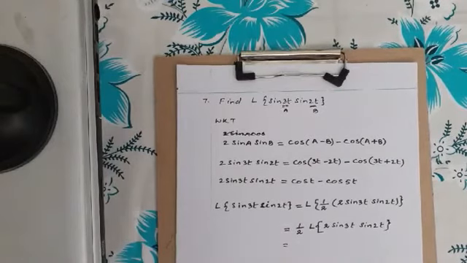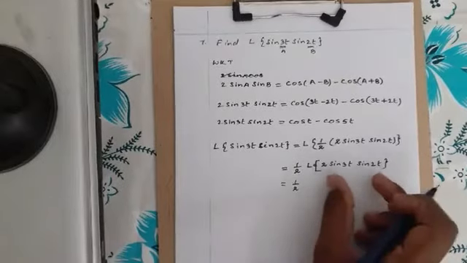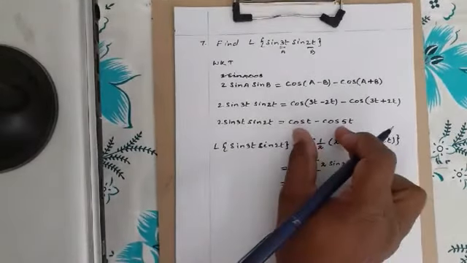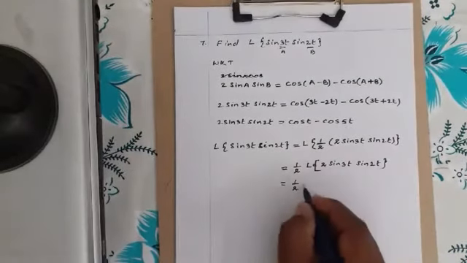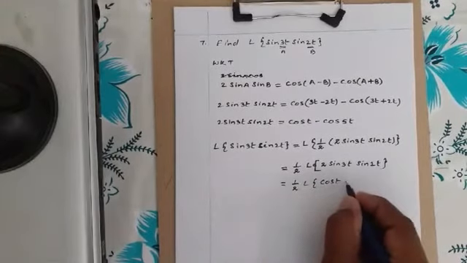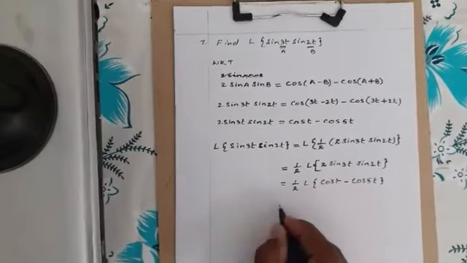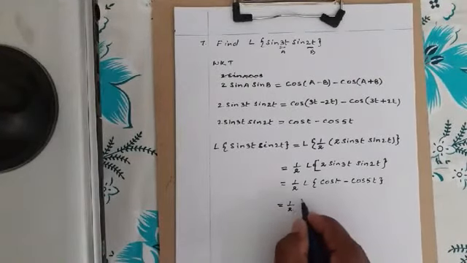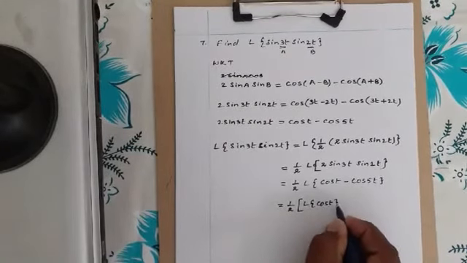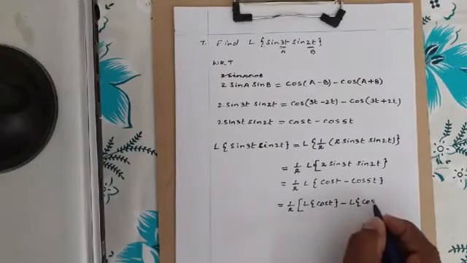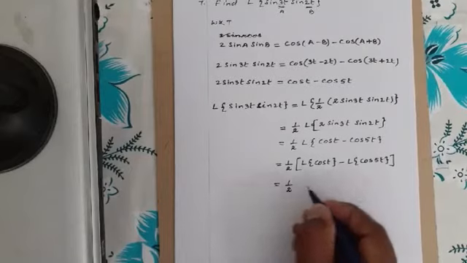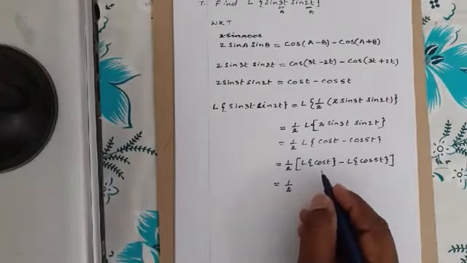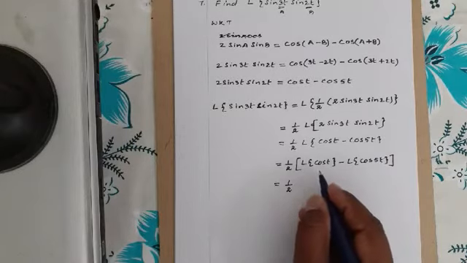So this is equal to 1 by 2, and in the place of this term, 2 sine 3t sine 2t, I can write cos t minus cos 5t. So Laplace of cos t minus cos 5t. Now separating the terms, this becomes 1 by 2 in bracket Laplace of cos t minus Laplace of cos 5t. Now we have to apply the formula for Laplace of cos at.